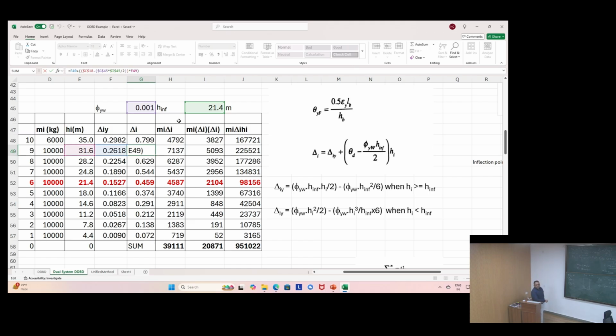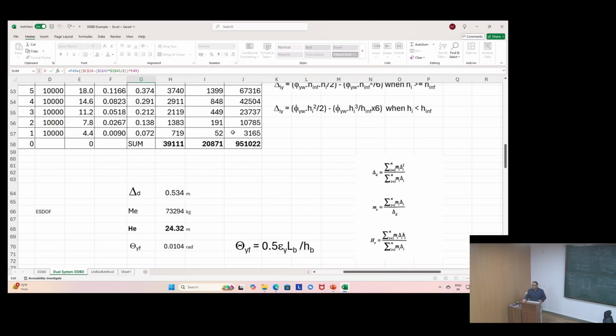Okay, who's going to tell me, what's your equivalent mass? What's our equivalent mass? Remember these formulas over here?